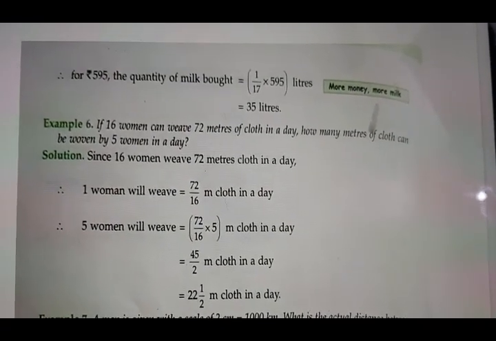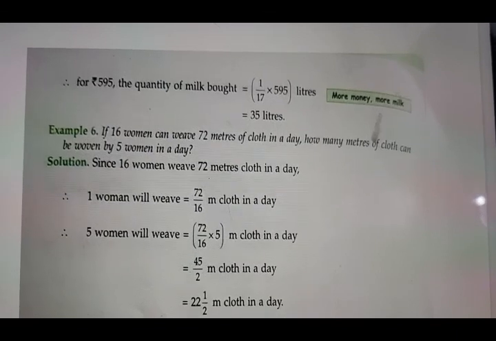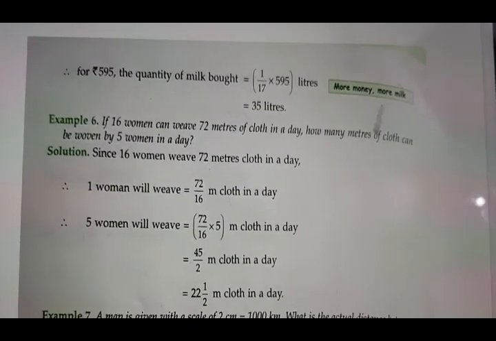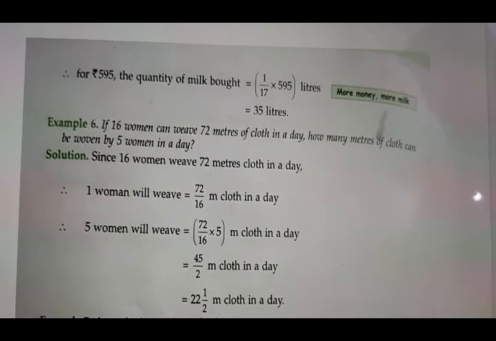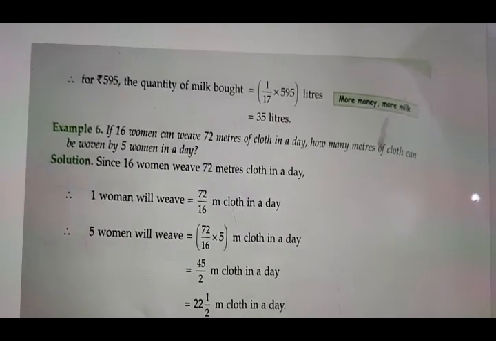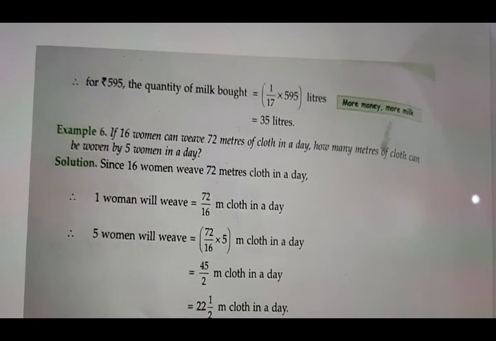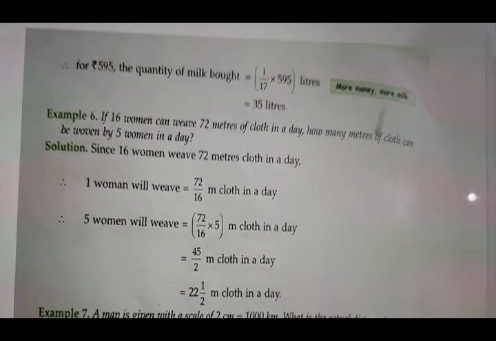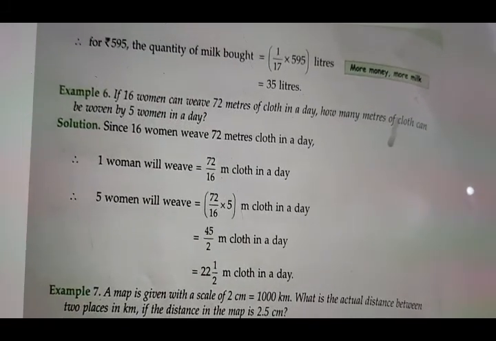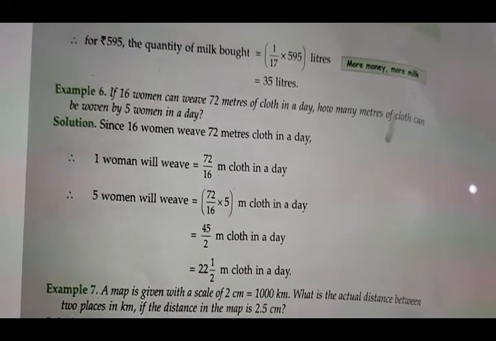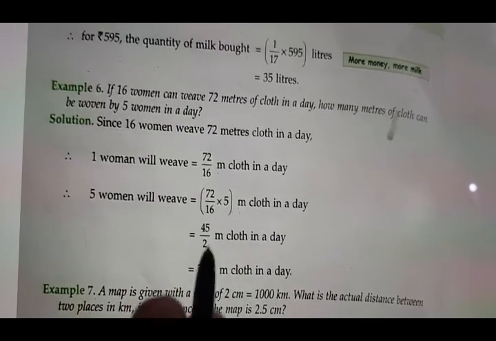If 16 women can weave 72 meters of cloth in a day, how many meters of cloth can be woven by 5 women in a day? So 16 women can weave 72 meters, so 1 woman 72/16, therefore 5 women, into 5. You solve this, you will get the answer as 22.5. Not necessarily you have to bring it down to a whole number. If it is not divisible, you will write it in this way.